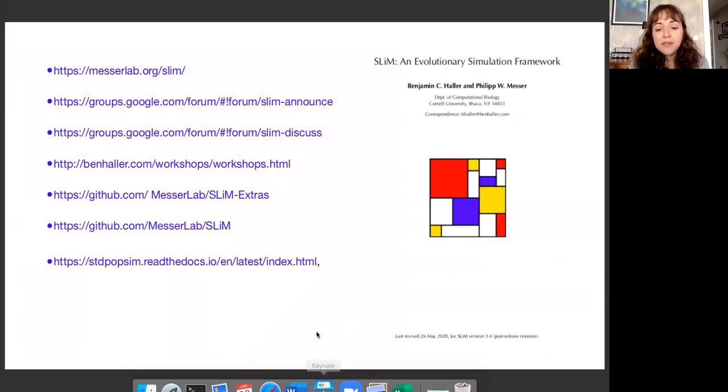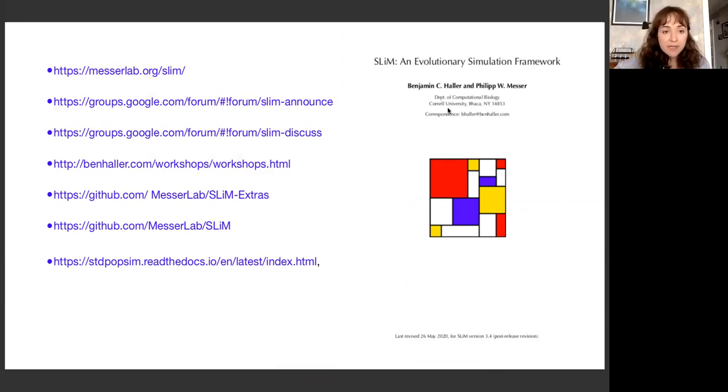Here, SLiM comes to the scene. This is developed by Ben Haller and Philipp Messer. You can go to the website of their lab to get the software and also every kind of documentation about their program. There are also forums where you can check the questions about SLiM. They also organize very nice workshops where they teach how to use SLiM. There is also a GitHub page for SLiM, which you can check too.